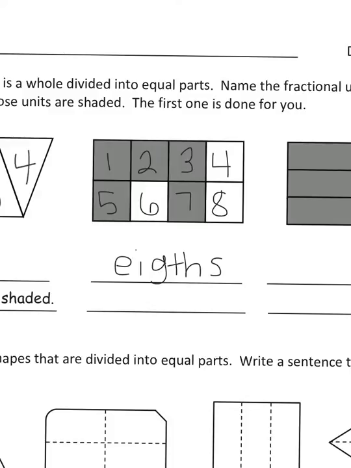Now name how many are shaded. 1, 2, 3, 4, 5. Five eighths are shaded.